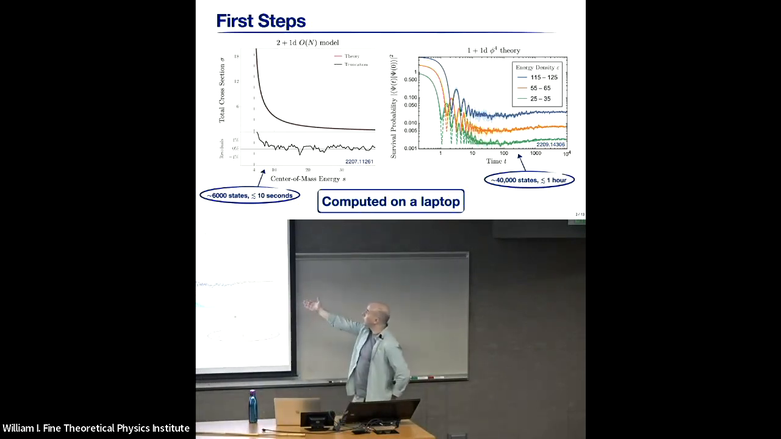And so here I'm looking at the 1+1d phi to the fourth theory. And what I've done is I've taken a random state with some energy density, with some expectation of the Hamiltonian. I've chosen roughly 20 randomly selected states, and then just evaluated their evolution in time and then averaged them. And what we find is that those results are in excellent agreement with predictions of random matrix theory.